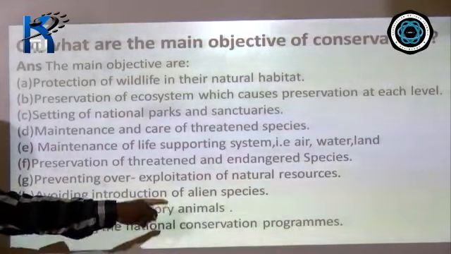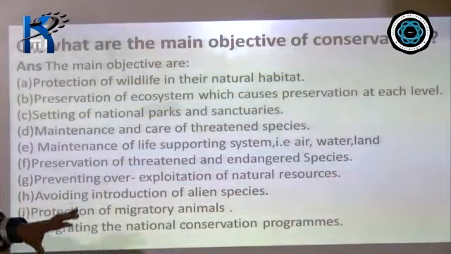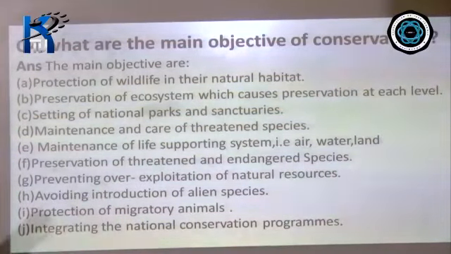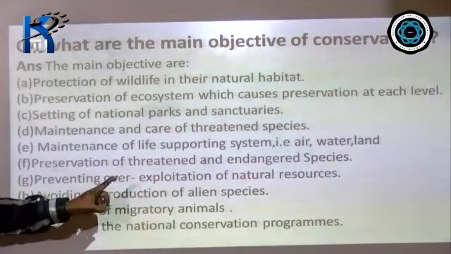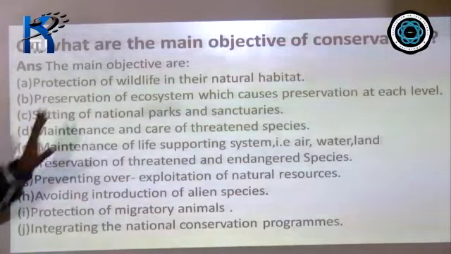Introduction of alien species. Alien species means that when you see a natural habitat, whichever organism, whichever flora and fauna exists in that region, you are removing that, and in place of that you are putting some other crop plants, some other trees, some other animals, flora and fauna. What do you call it? Avoiding introduction of alien species. So these are the objectives.